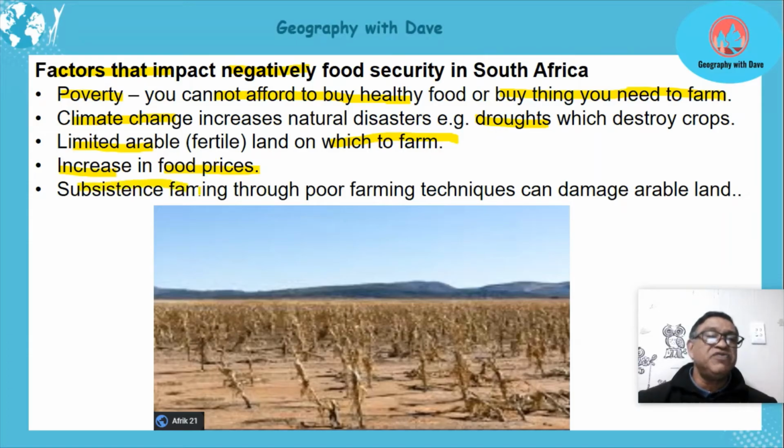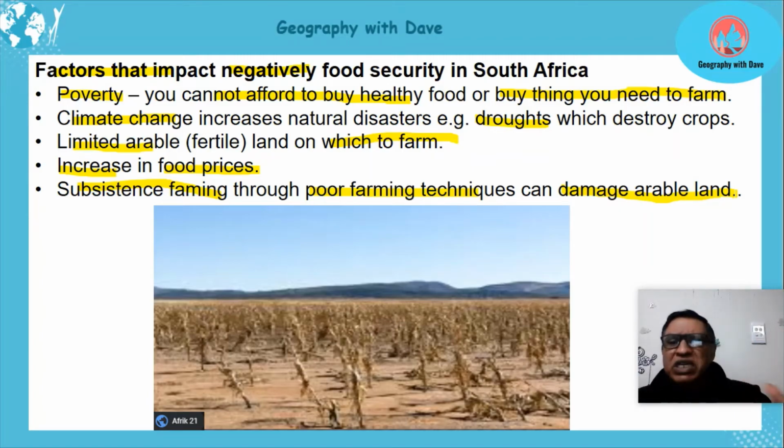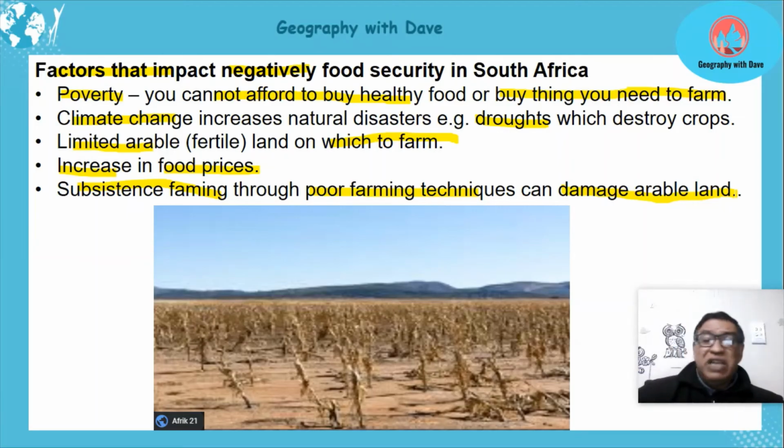And then subsistence farmers, through poor farming techniques, damage arable land. Learners, we need to save the land. We need to ensure that we don't keep reducing our arable land. Subsistence farmers don't do it purposely, but they need to eat. They use various farming techniques because they don't have the finance. They may be highly intelligent, but they don't have the facilities to do proper farming, and the skills. So they damage the land due to poor farming techniques.